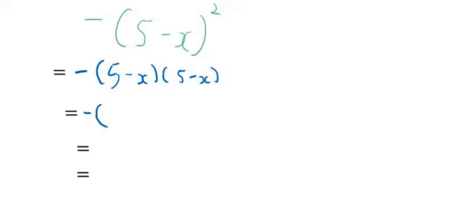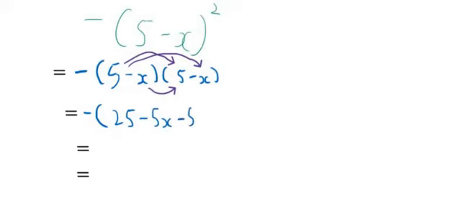Then we start with 5 times 5, 25, or 5 squared, if you like. 5 times minus x is minus 5x, then minus x times 5 equals minus 5x, then we have minus x times minus x. So that will be positive x squared. And this is all within brackets except for the minus at the beginning. That's not within brackets. But now we have to multiply the minus times here, here, here, and here, the whole bracket.